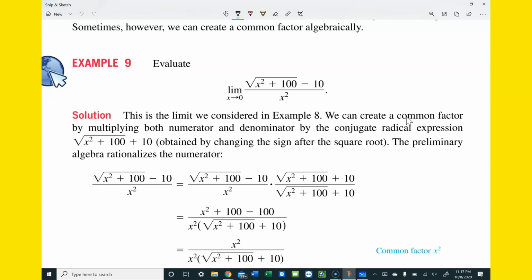All right. Sometimes good things will happen if you rationalize either the numerator or the denominator, whichever one has a radical in it. Since the numerator has a radical in it, I'm going to try to make that not be the case. I'm going to do that by multiplying by the conjugate of that expression, which would be the square root of x squared plus 100, instead of minus 10, it'll be plus 10. And I do the same thing on the bottom.